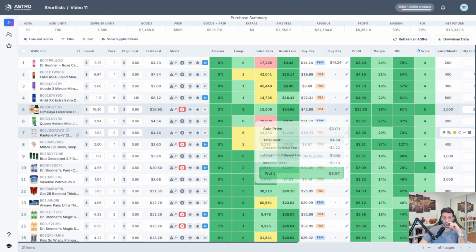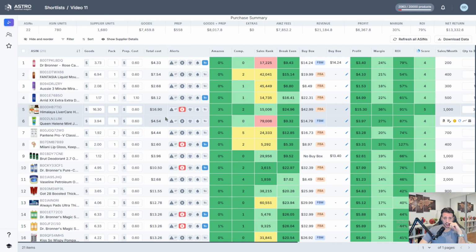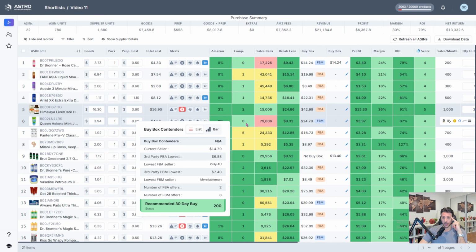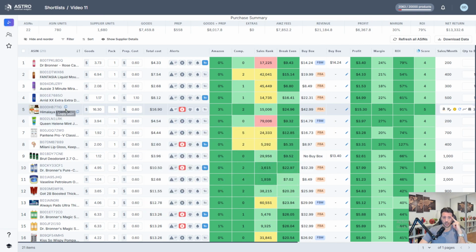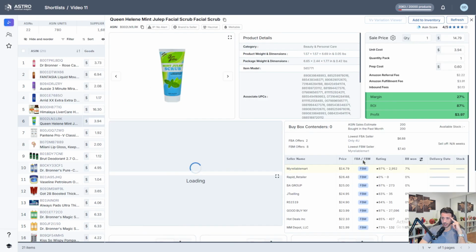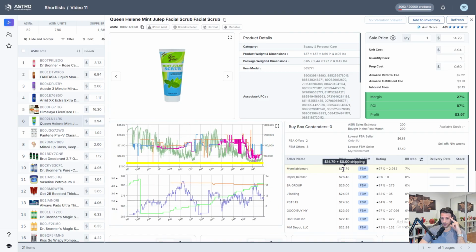This one's a solid one. There's really no alerts here. I'm just looking at the alerts from the ASIN page. No alerts. There are 2 FBA offers, 8 FBM offers. Let's just check out the quick view. The person that's in the buy box is this FBM offer at $14.79. So they're really the only competitor.